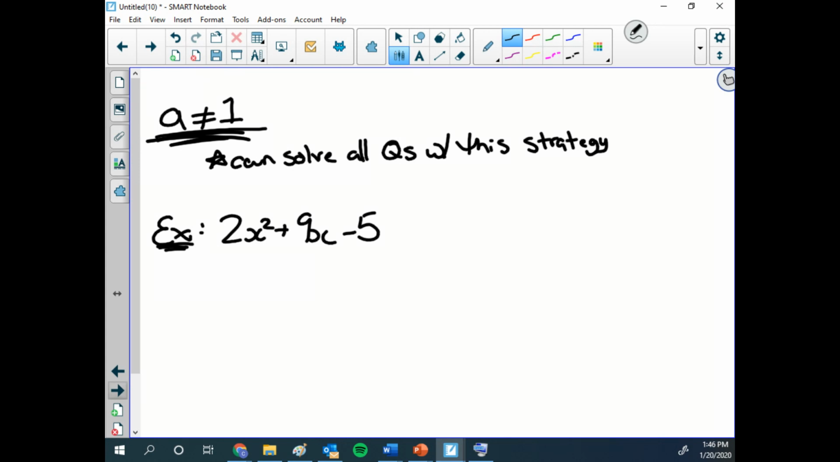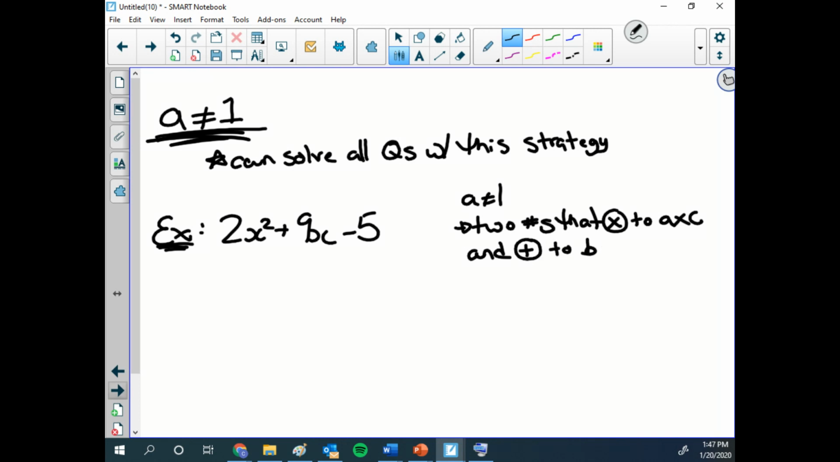So in this case, as soon as I know a does not equal 1, I'm looking for 2 numbers that multiply to a times c and add to b. So now if a does not equal 1, I need to include that in my factoring process. So 2 numbers that multiply to a times c and add to b.